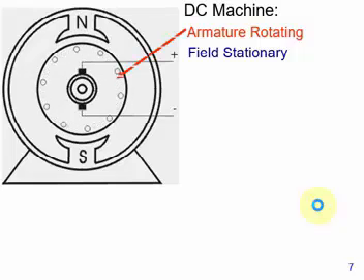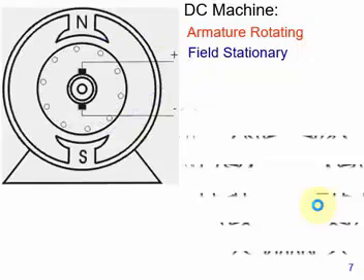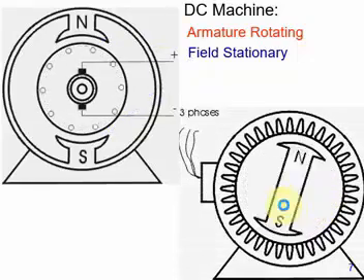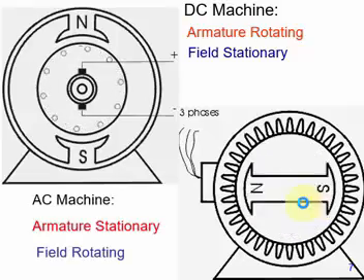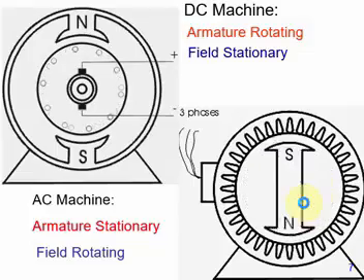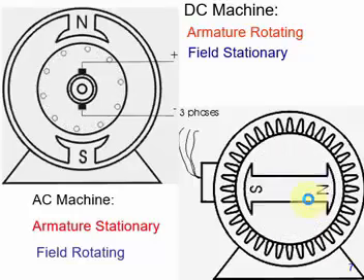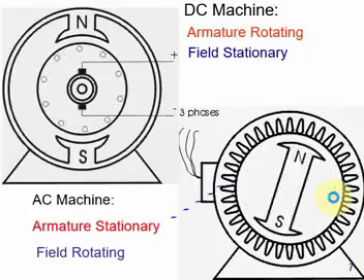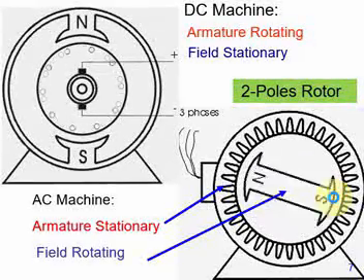Now we see a DC machine where the armature is rotating and the field is stationary. Now another machine, which is the AC machine, in which the armature is stationary but the field is rotating inside the armature. So these are two pole rotors.